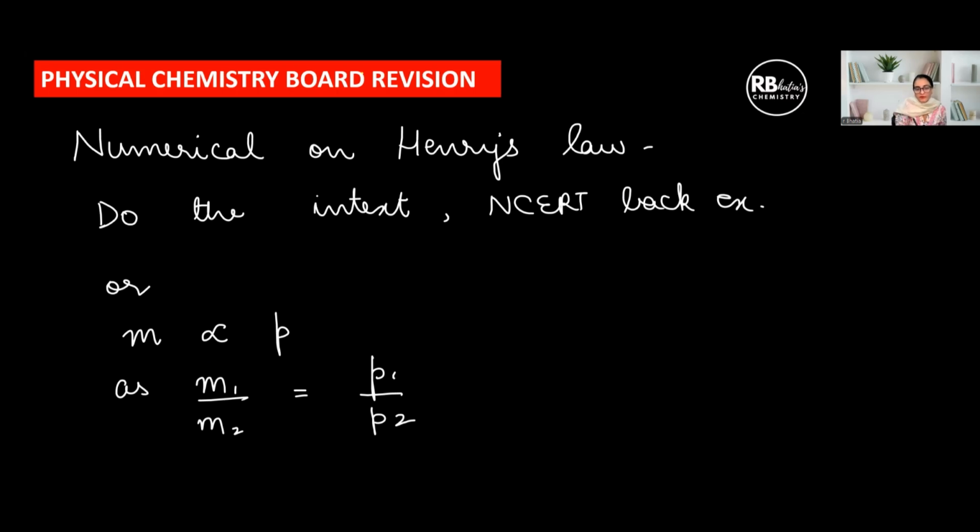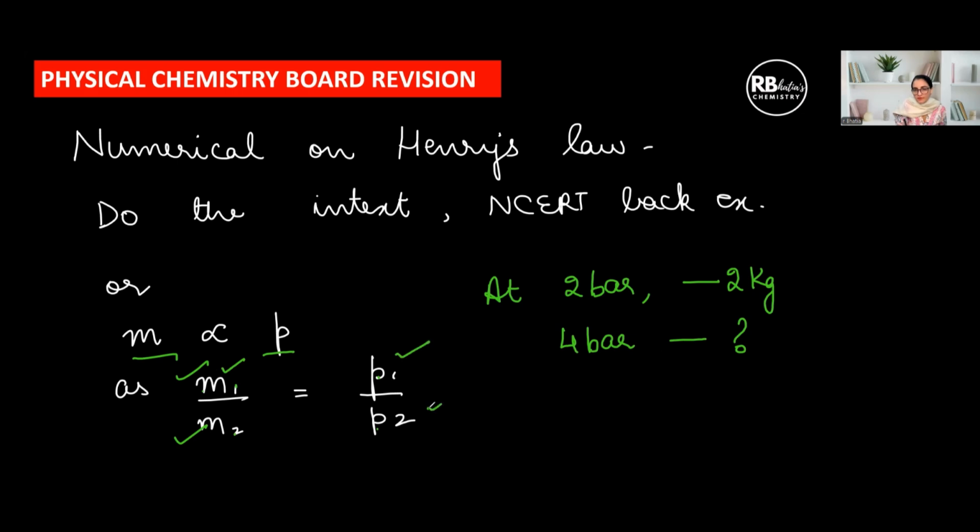they ask you an applied question, where we need to use M is directly proportional to P, or M1 upon M2 is P1 upon P2. For example, if I tell you at 2 bar pressure, the solubility of something is 2 kg, then what will be its solubility at 4 bar? Right? So that means I'm given M1, P1, P2, and I'm asked M2. These kinds of numericals can be asked on Henry's law.